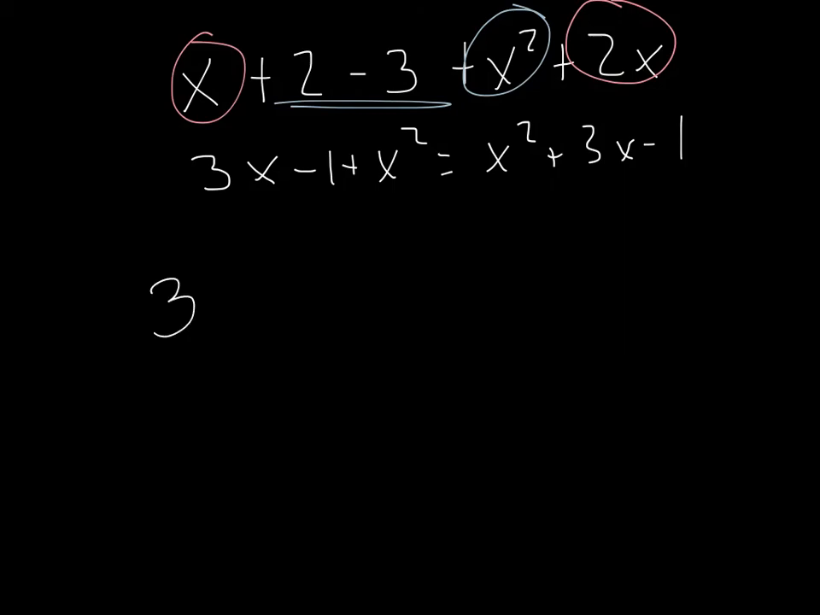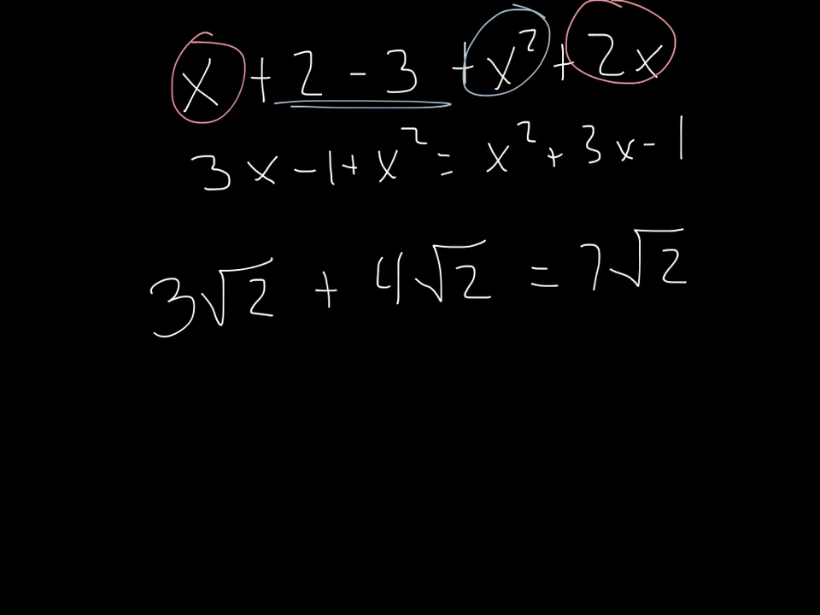So if I've got 3 square roots of 2 plus 4 square roots of 2, that's the same thing as simply saying I've got now 7 square roots of 2. Because I had 3, I had 4, now I have 7 of those things. Same with subtraction. If I had 3 square roots of 2 minus 4 square roots of 2, that's the same thing as saying, okay, now I have -1 square root of 2. And so you really treat them like variables, but here's where things get tricky.